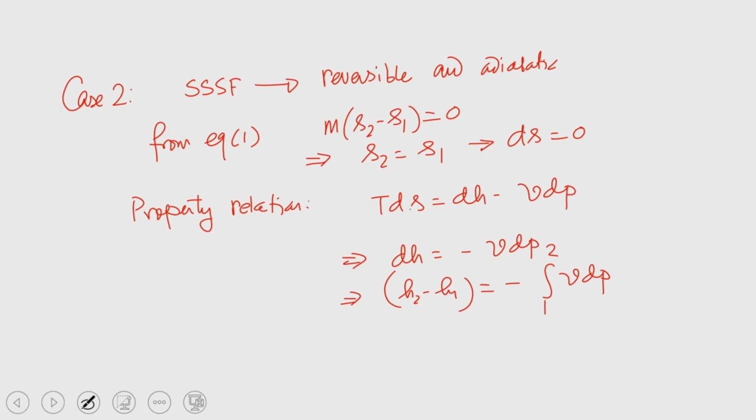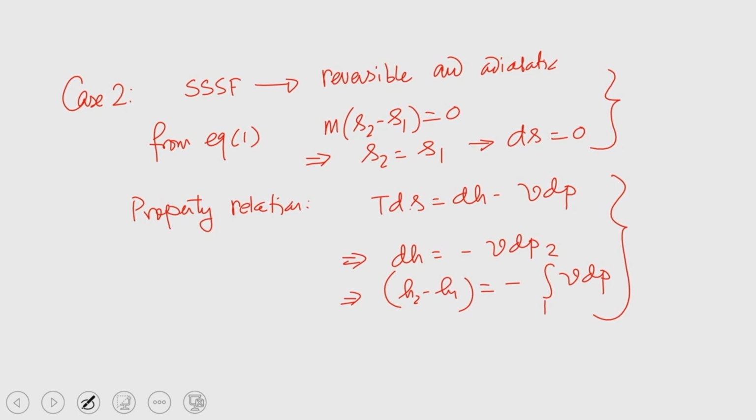So, by the second law, if the process is a steady state steady flow process and the process is reversible and adiabatic, we know this is an isentropic process, because entropy is not getting changed. So dS is equal to 0. Now, using this property relation TdS equal to dH minus VdP, we can write that H2 minus H1, that is the change in enthalpy, is nothing but minus integral 1 to 2 VdP. This is obtained from the second law applied to the flow process.